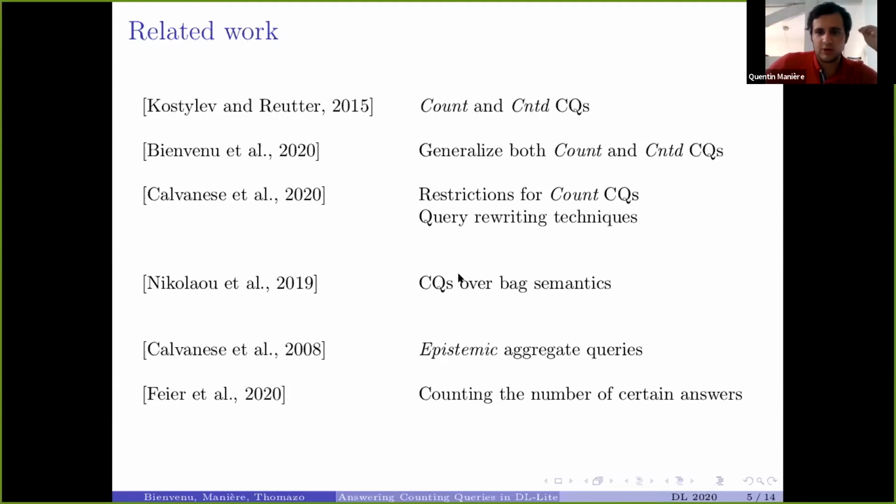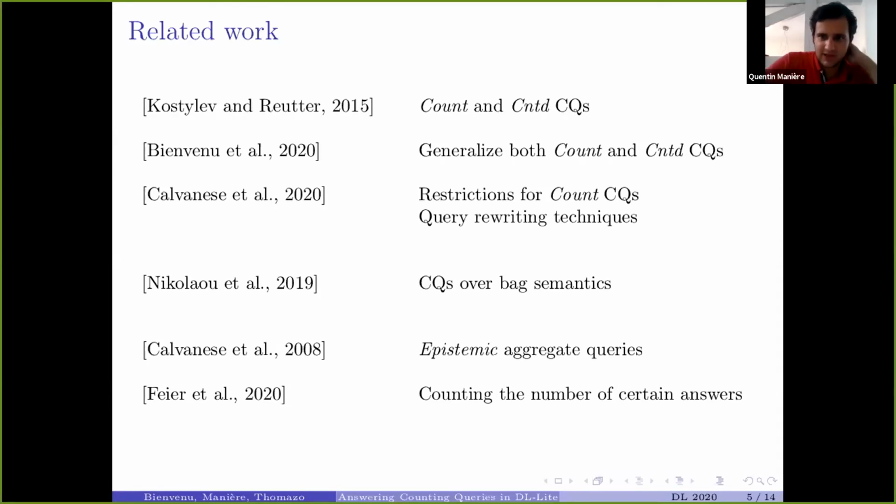And all this is also really close to the notion of conjunctive queries under bag semantics, as bag semantics is somehow already counting. And furthermore, it's interesting to notice that other semantics were investigated. For example, we have the epistemic aggregate queries, which were more focused on having the counting queries mapping on individual names. Or more recently, this one, which was dealing with counting the number of certain answers, where certain answer is the classical notion of certain answers you probably know about.